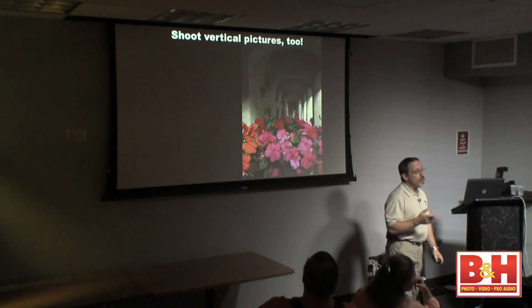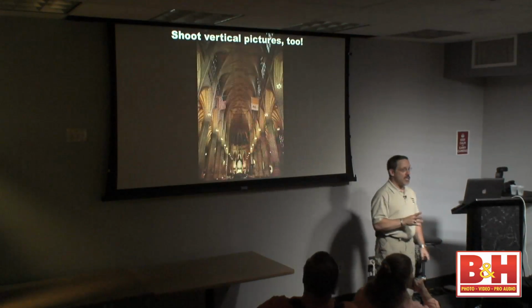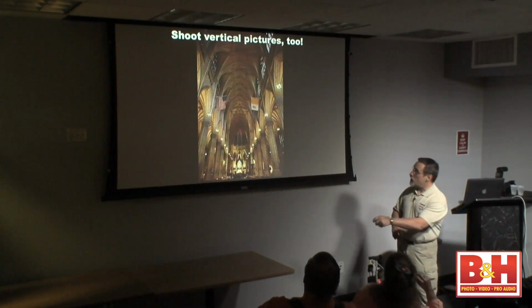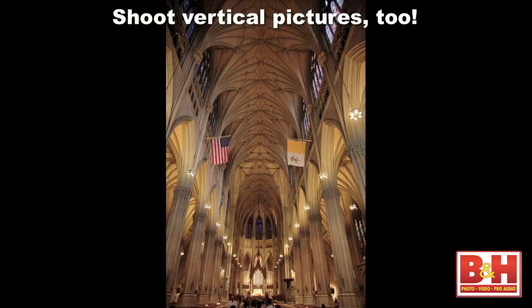But typically there's a rule of thumb that I follow. If my subject is vertical, I shoot vertical. If it's horizontal, I shoot horizontal. So in this case, we've got long, very strong vertical lines. So I'm going to turn my camera vertical and shoot vertical. And then I'm going to move it horizontal when I have horizontal lines.